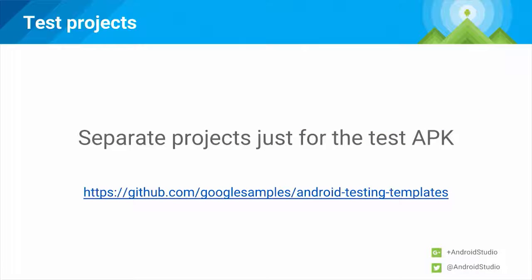OK, another testing feature you may not know about are separate dedicated test projects, which allow you to keep your main code and your test code separately, which can be useful if you need this additional flexibility, and also if your code is already organized this way from the Eclipse days. The easiest way to get started with this feature is probably to copy the template from the Android testing templates repository. But let me give you a brief overview of what's involved.